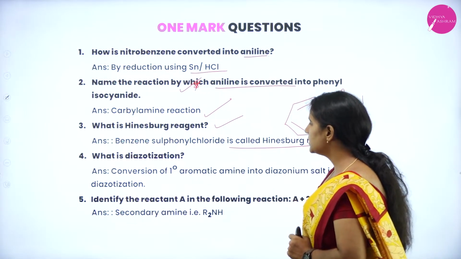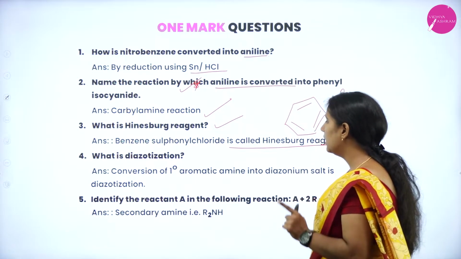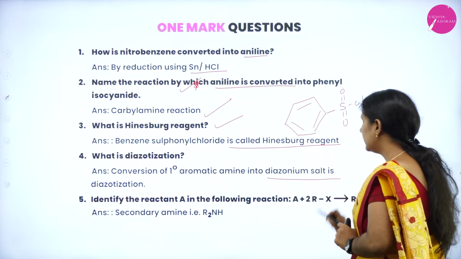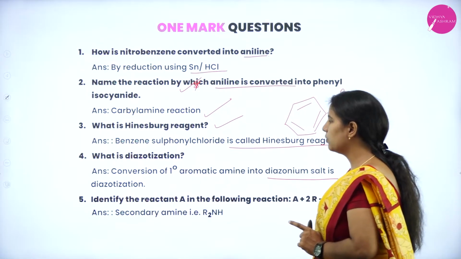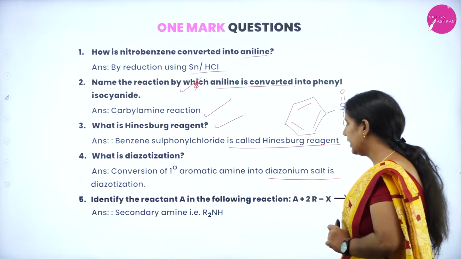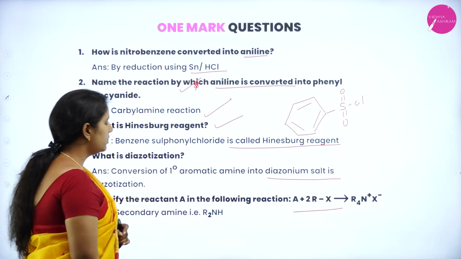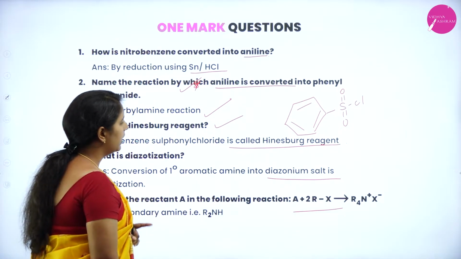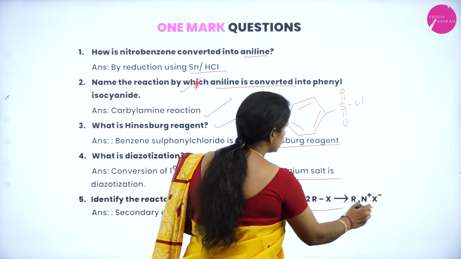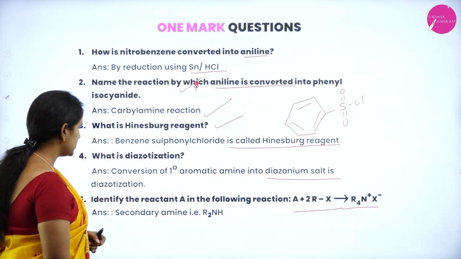Next, what is diazotization? The conversion of primary aromatic amine into diazonium salts, which is known as what? Diazotization. Identify the product A in the following reaction. So, A plus 2 RX, which gives us the diazonium salt, that is R4N+ X-, which is nothing but a diazonium salt.